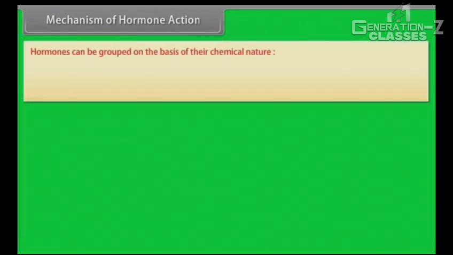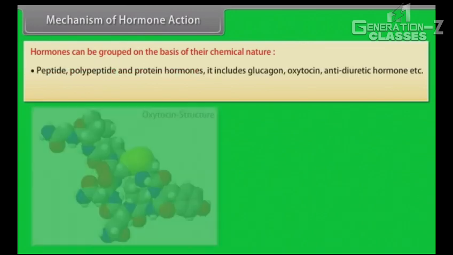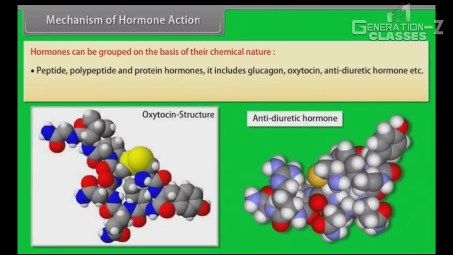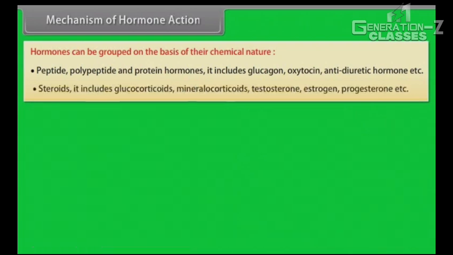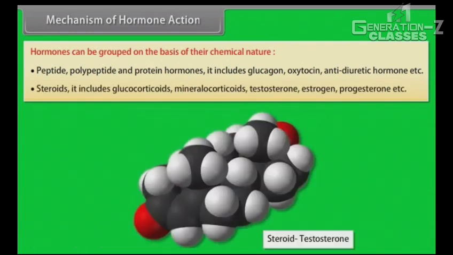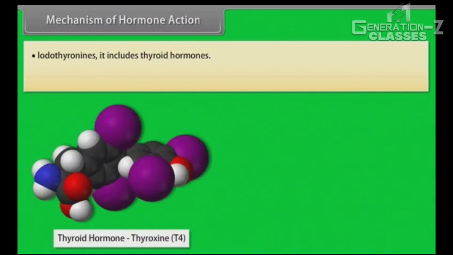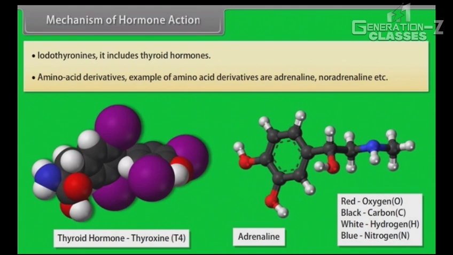Hormones can be grouped on the basis of their chemical nature. Peptide, polypeptide, and protein hormones include glucagon, oxytocin, antidiuretic hormone, etc. Steroids include glucocorticoids, mineralocorticoids, testosterone, estrogen, progesterone, etc. Iodothyronines include thyroid hormones. Amino acid derivatives, examples of which are adrenaline, noradrenaline, etc.